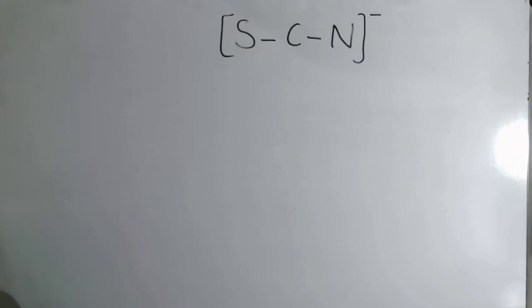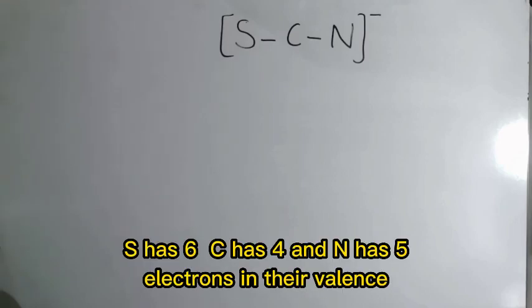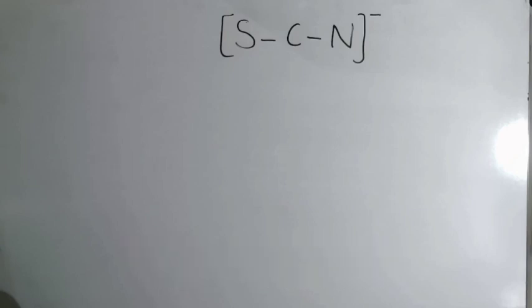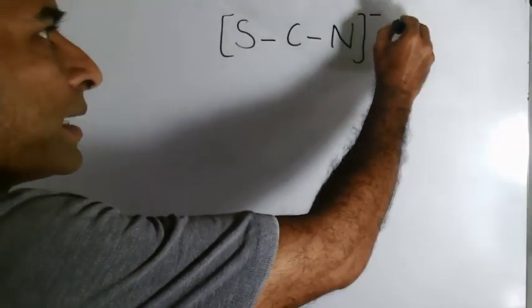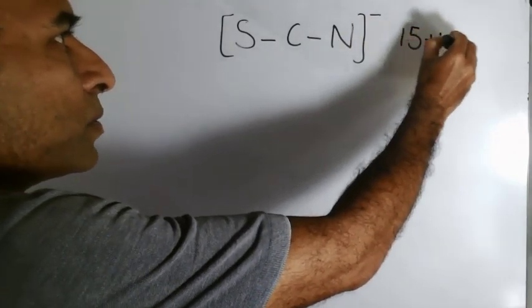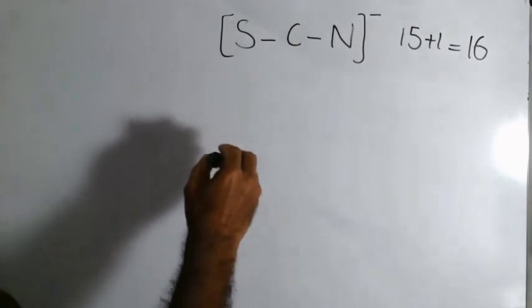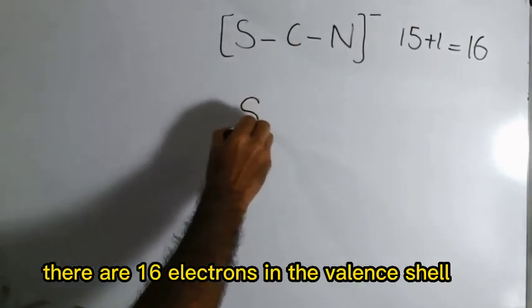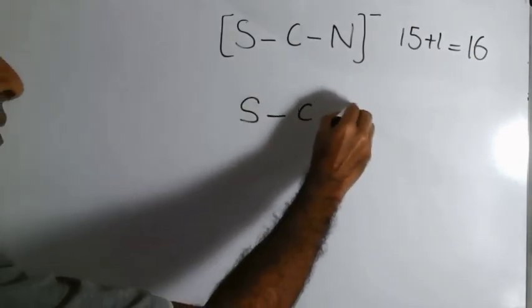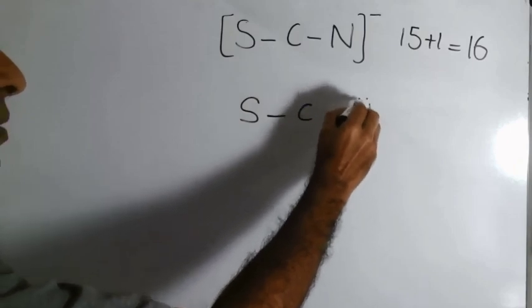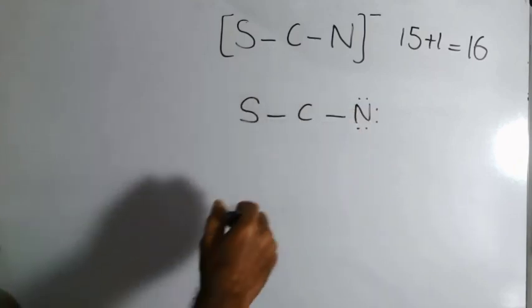Now, sulfur has 6 electrons in the valence shell. Carbon has 4 electrons in the valence shell. Nitrogen has 5 electrons in the valence shell. So altogether, 15 electrons. With that negative charge, it will add up to 16. So now I am going to complete the octet of outer elements.